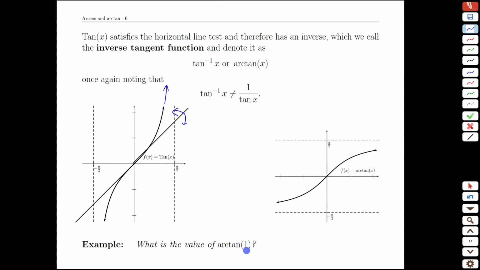As a quick calculation test, what's the value of arctan of 1? Well, if we go to 1 here, we get a value, and it looks like it's about halfway. We can also go to our calculator, and when we do that, we get 0.785. That's not too indicative.